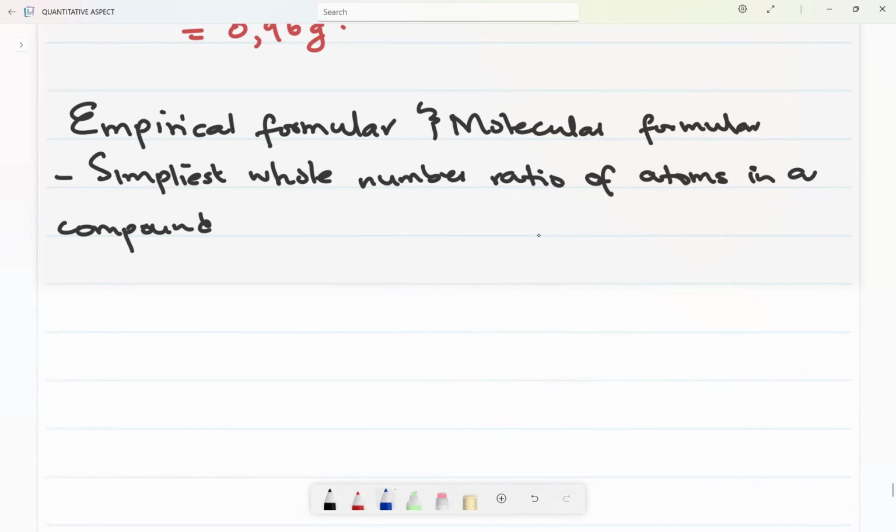Now, how do I calculate the empirical formula? They might give me percentages and all of that. If I'm given percentages, these are the steps of calculating the empirical formula.